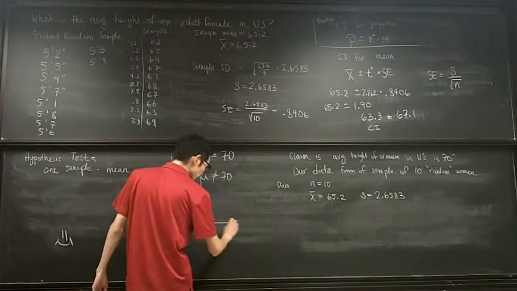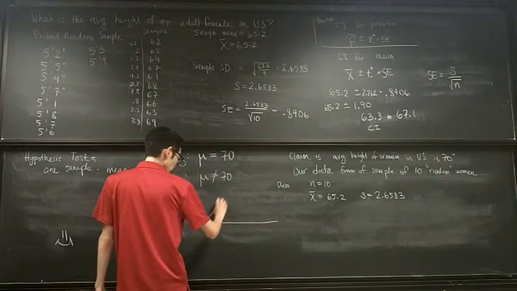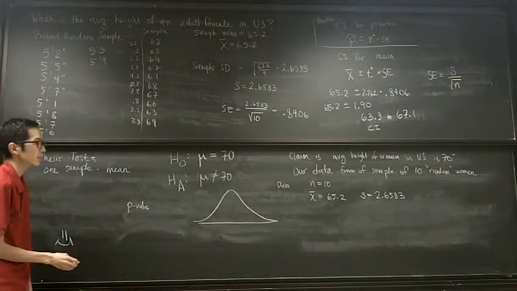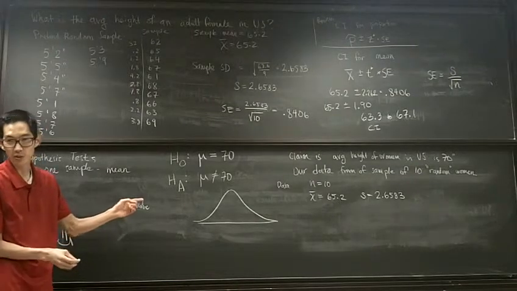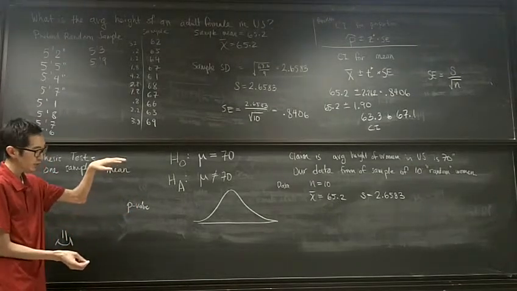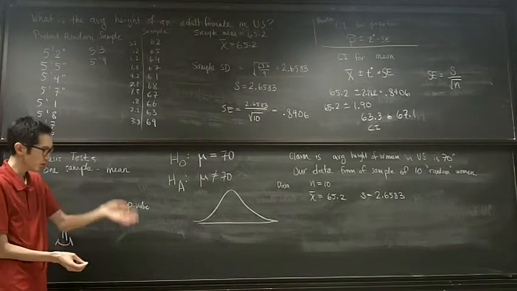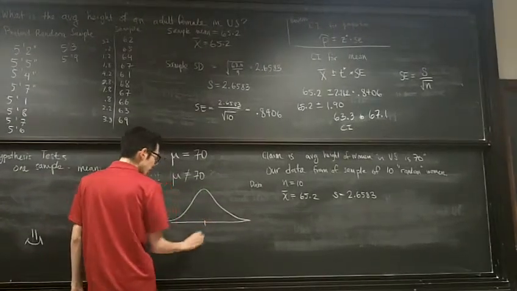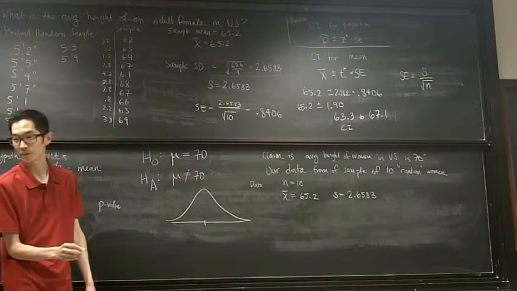So in this case, I've got something, this is actually called a t-distribution. When you're dealing with means, it looks like the normal distribution, but it's actually the t-distribution. And in the center, what number would I put in the center here?